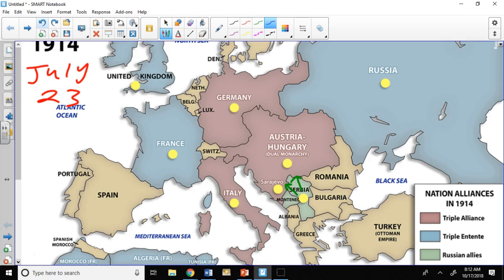Now, the next day, or 2 days later, on July 28th, Austria-Hungary goes and declares war on Serbia. So Austria-Hungary is now at war with Serbia. Serbia is going to respond quickly. Now, July 29th, Britain again is going to call for international mediation. They're going to say that this is bad. We need to stop this situation before it gets any worse.